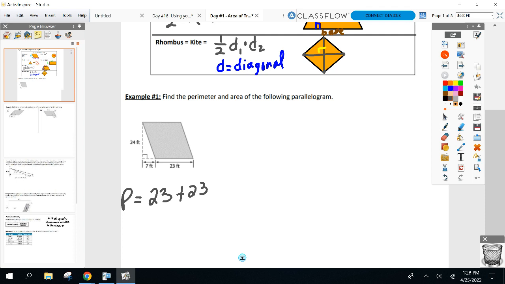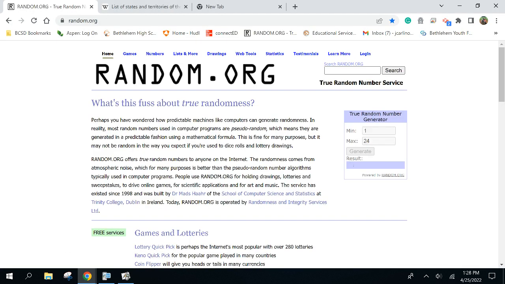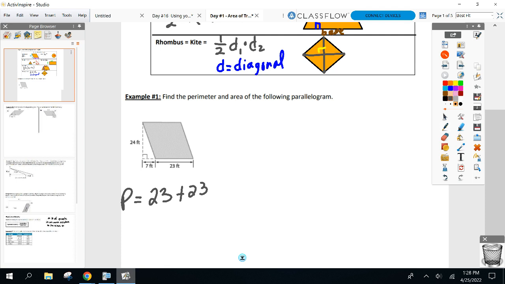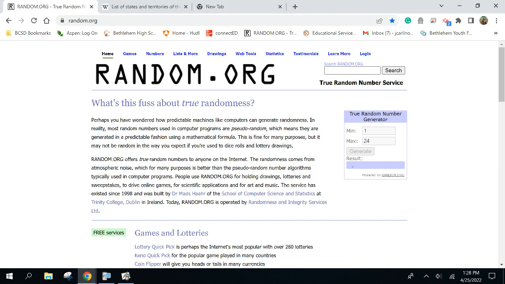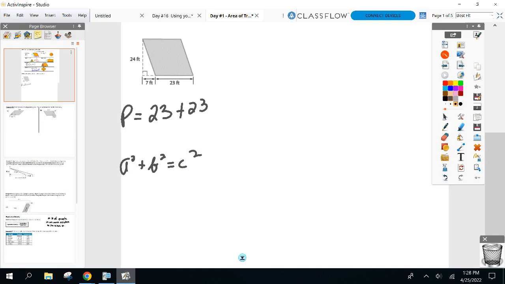I still have 2 more sides I got to add up, and I don't know anything about either one. But I did give you 7 and 24. So we could use what to find a side? Pythagorean theorem, everybody. Not off the hook yet. Where's A and B and C? What are you plugging in for those values? 24 and 7 are A and B. Good. And then we're solving for C. Perfect.